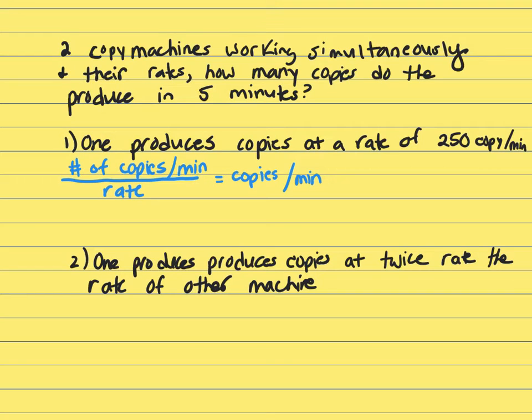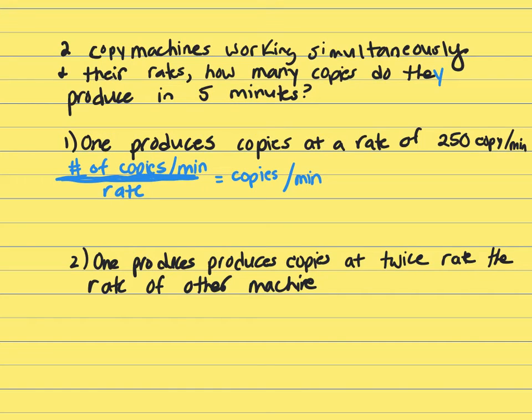So we've got two copy machines working simultaneously at their own constant rates. How many copies do they produce in 5 minutes? So if you just think in general, to figure out how many copies are made per minute, you take the total number of copies and divide by the rate, and that would give you copies per minute. Then of course you would multiply that by 5 to figure out how many copies are made in 5 minutes.